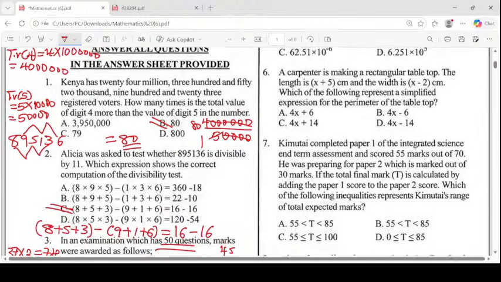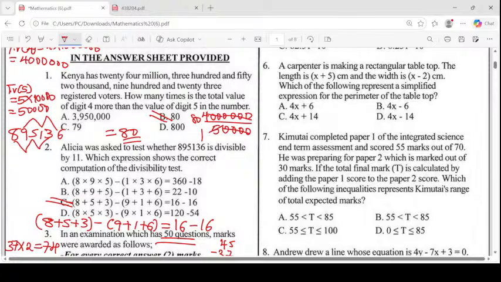Let's look at question 6. A carpenter is making a rectangular tabletop. The length is x plus 5 centimeters and the width is x minus 2 centimeters. Which of the following represents a simplified expression for the perimeter? Perimeter is given by 2 into length plus the width. So this will be 2 into our length is x plus 5 plus the width, which is x minus 2.